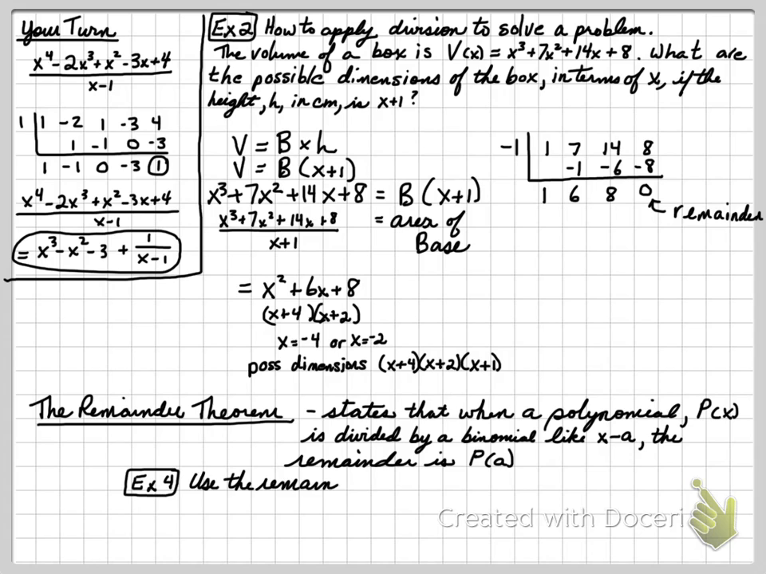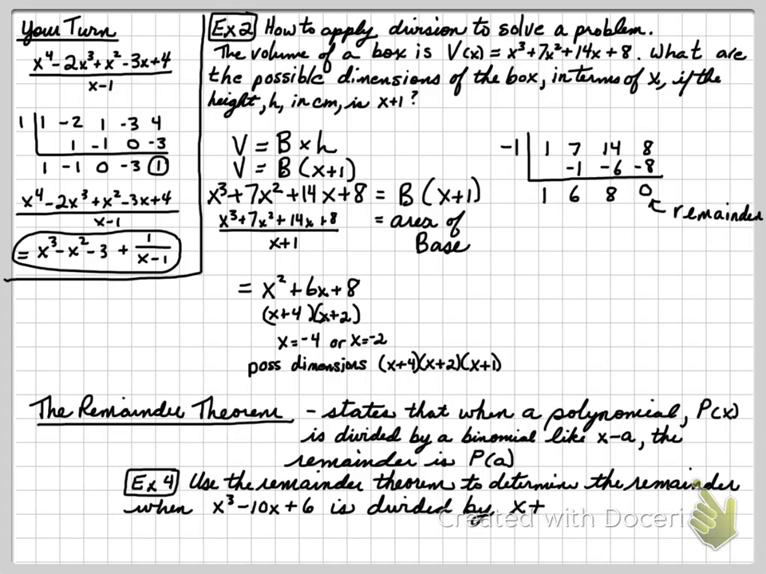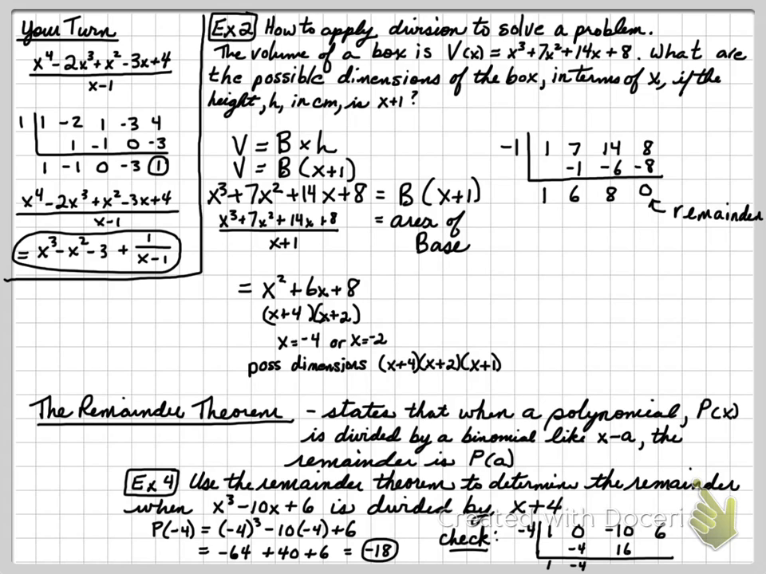For instance, we're going to use the remainder theorem to determine the remainder when x cubed minus 10x plus 6 is divided by x plus 4. So we say p evaluated at negative 4 is negative 4 cubed minus 10 times negative 4 plus 6, and that is going to give me negative 18. So if I took my polynomial and divided it, we should also get a remainder of negative 18. And we do. That's how that works.